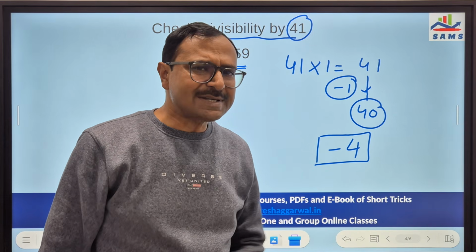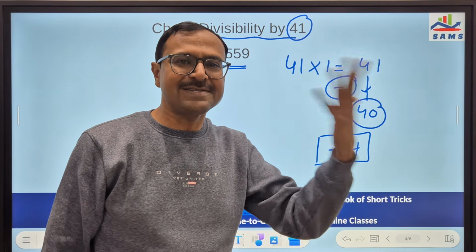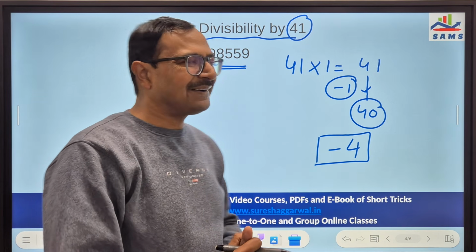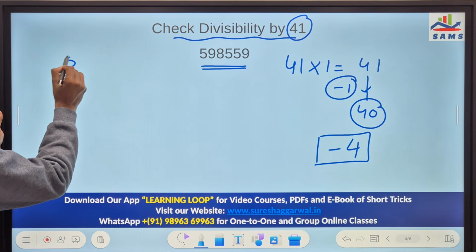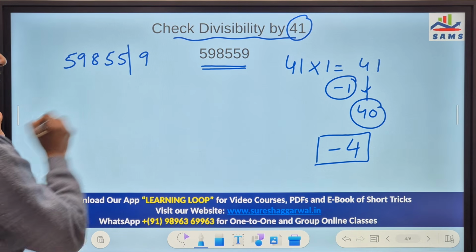What is the oscillator for 71? Minus 7. What is the oscillator for 61? Minus 6. And that's easy, no? Right? So 5, 9, 8, 5, 5, and the last digit separated.